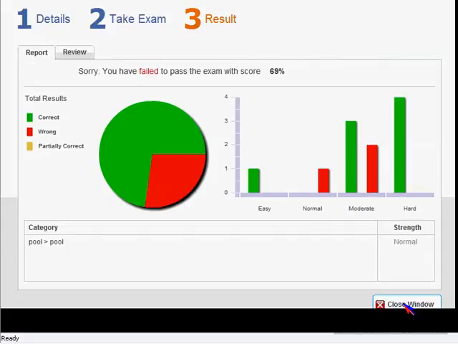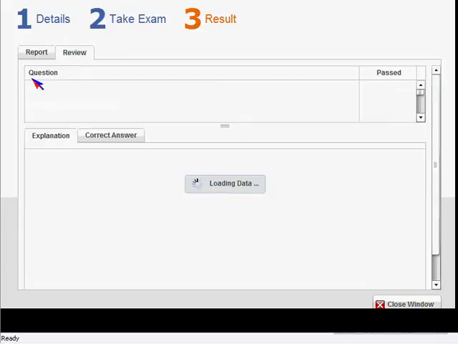Okay, the exam is being processed. Sorry, we have failed the pass. The passing score was 80%, which was quite high, and we have just reached 69. I'm sorry for that, but there is no problem. We can still learn from it.